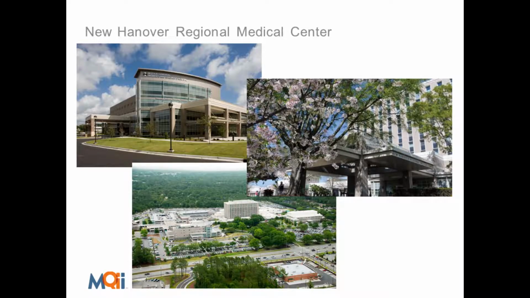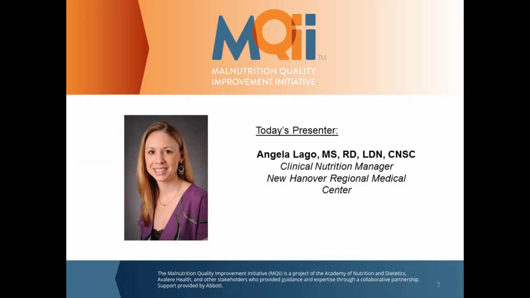We have a Level 2 trauma center, bariatric center of excellence, women's and children's hospital, behavioral health hospital, 48-bed Level 3 NICU, inpatient acute care rehab, orthopedic hospital, outpatient pediatric clinic, and outpatient cancer center. We employ 13 RDs, including myself. 6.7 FTEs cover the inpatient services. 1 RD covers the NICU, and 2 RDs work full-time in outpatient clinics.